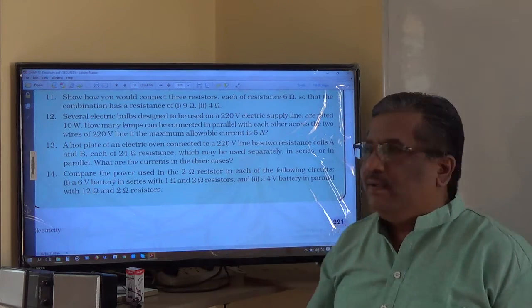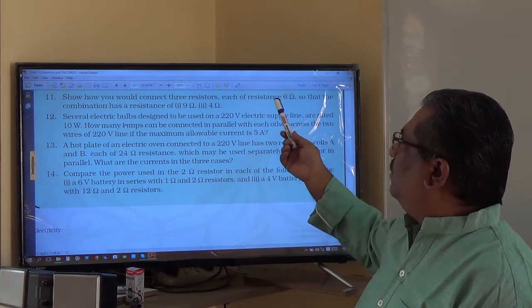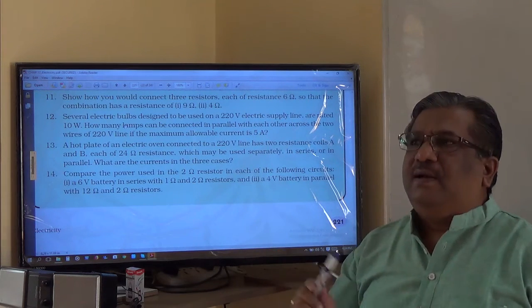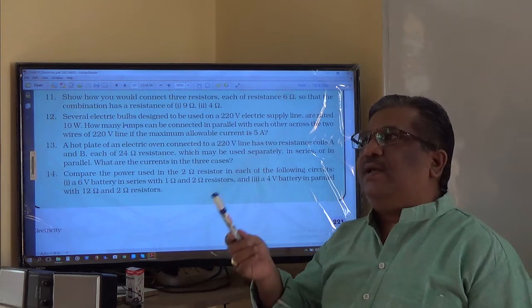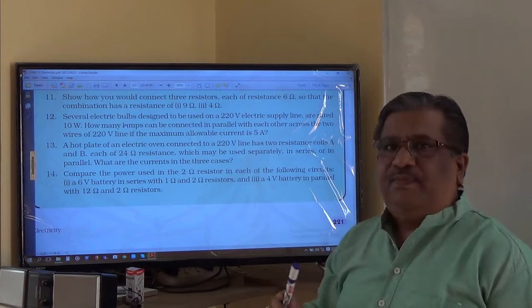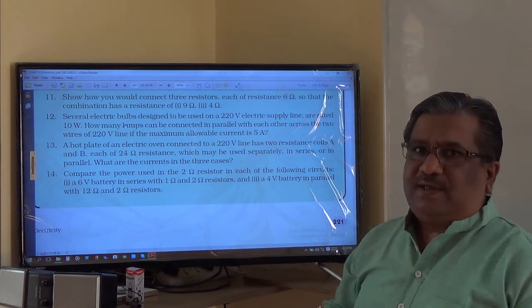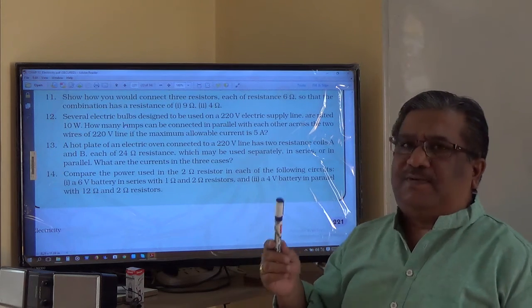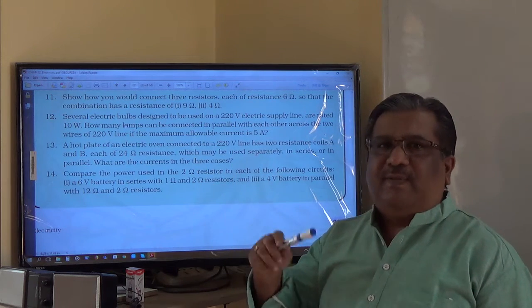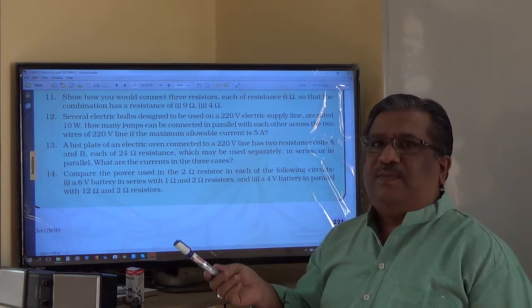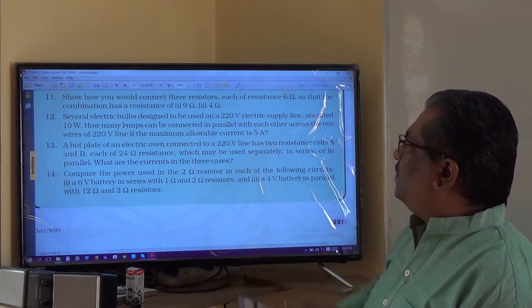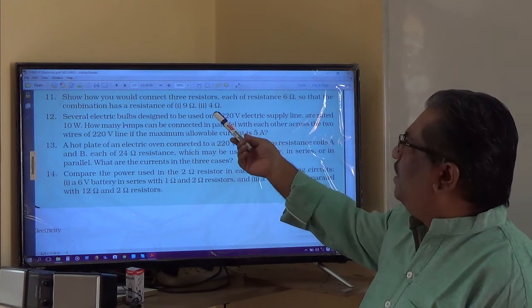Work it out yourself. First you connect 6 and 6 in parallel. If I connect 6 and 6 in parallel, the resultant resistance will be half of that, 3 ohms, and next is in series, which will give you the answer. So first 2 resistors of 6 ohms in parallel, the resultant will be R by N basically. R is 6 ohms divided by N is 2 resistors, therefore 3 ohms. 3 ohms plus 6 ohms gives 9 ohm. And next is very easy, 4 ohms.